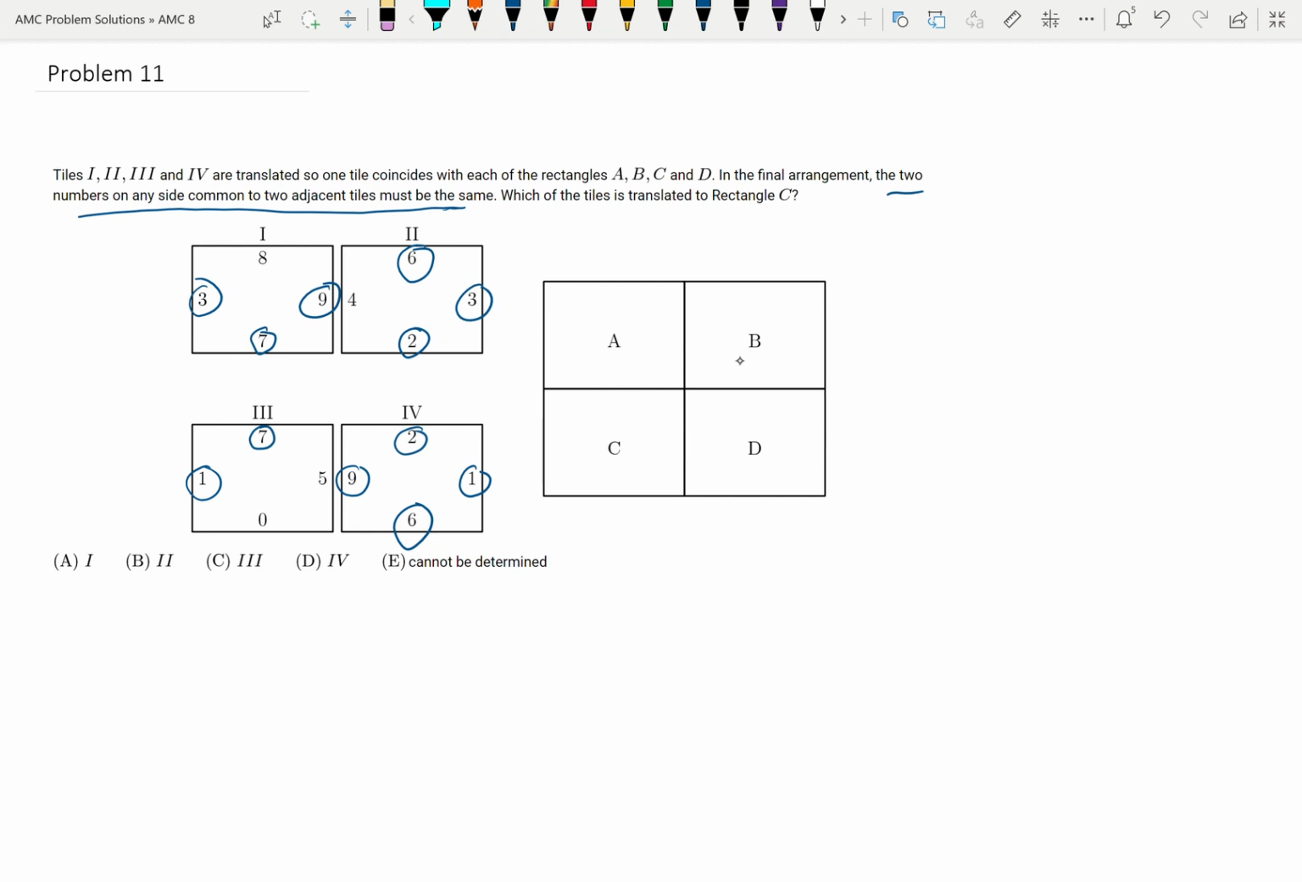So let's say we try tile 2. If tile 2 goes here, there's going to be a 6 right there and a 3 right there. So tile 2 is right here. And then, well, what would pair with a 3? The only thing that would pair with a 3 is tile 1. Tile 1 has a 3 to the left. But then tile 1 has an 8 right there, and nothing would pair with the 8. So tile 2 would not work in choice C.